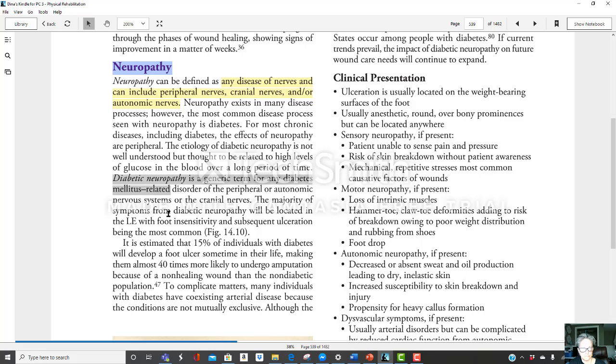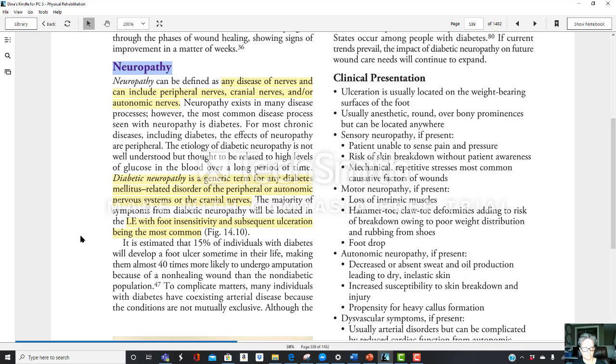Diabetic neuropathy is a generic term for any diabetes mellitus-related disorder of the peripheral or autonomic nervous systems or the cranial nerves. The majority of symptoms from diabetic neuropathy will be located in the leg, with foot insensitivity and subsequent ulceration being the most common.